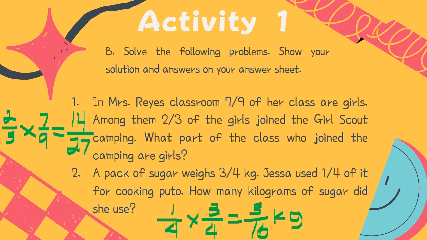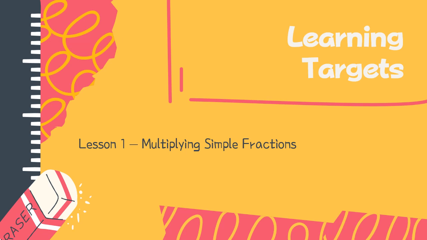Now, here are the answers. 2/3 times 7/9 is equal to 14 over 27. For number 2, 1/4 times 3/4, that is 3 over 16 kilograms. We are now done in Lesson 1, Multiplying Simple Fractions.